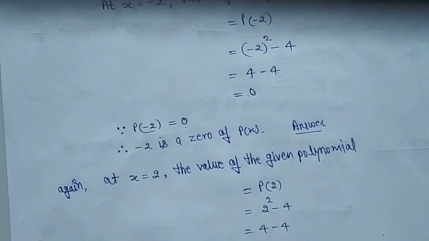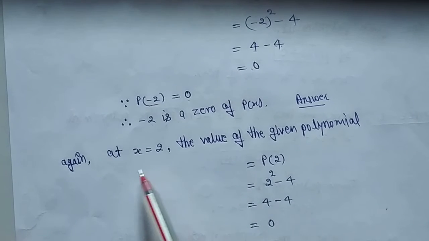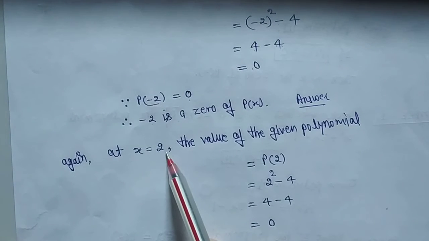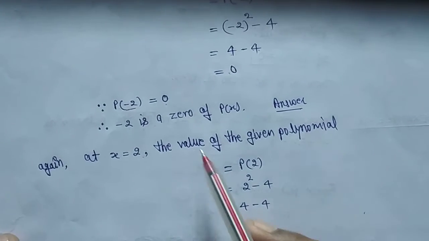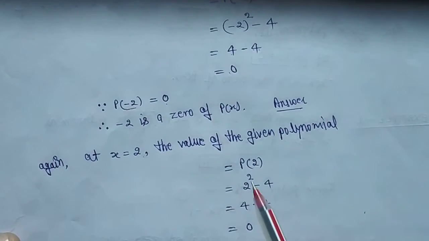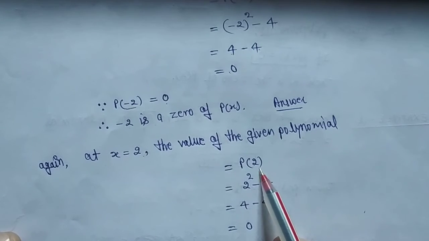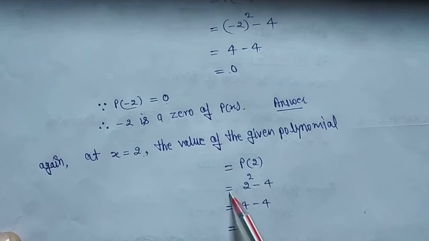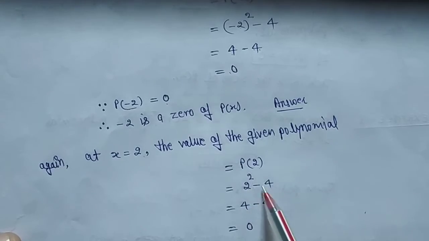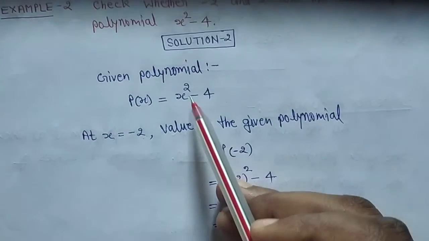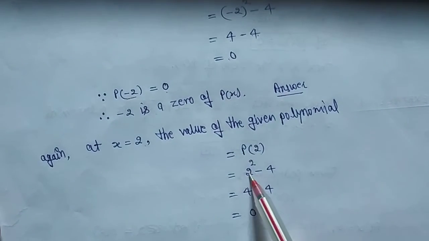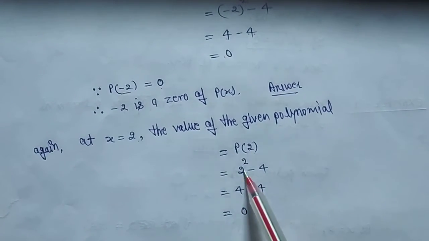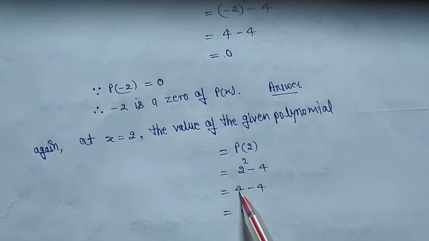Now, again, at x is equal to 2. Now we will check at x is equal to 2 the value of given polynomial. The value of given polynomial is equal to p(2). Then p(2) is equal to 2 square minus 4. Here we put the value of x as 2. So it will be 2 square minus 4. 2 square means 4. 4 minus 4 is equal to 0.